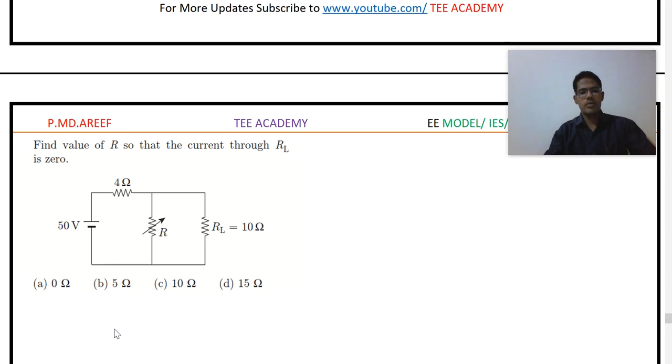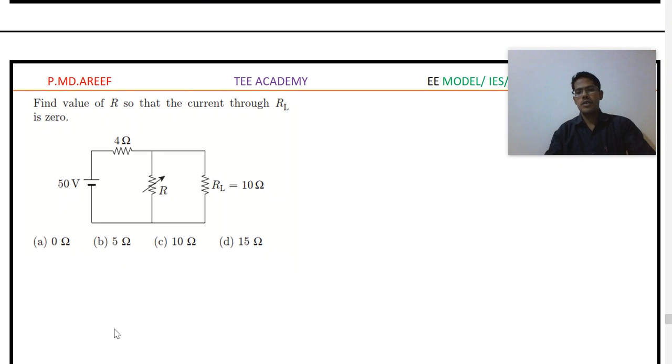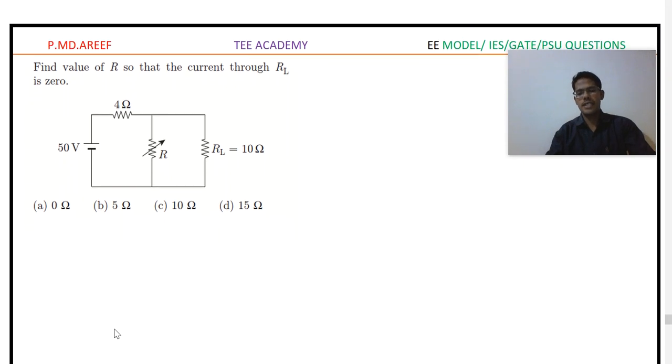Okay, so we are going to the last question for this session. So we covered almost 50 important questions in this video along with the examples. Now the last question here in this video is: find the value of RL so that the current through R is 0. So see here, if the current is coming here, it will reach this node, and there are two paths.